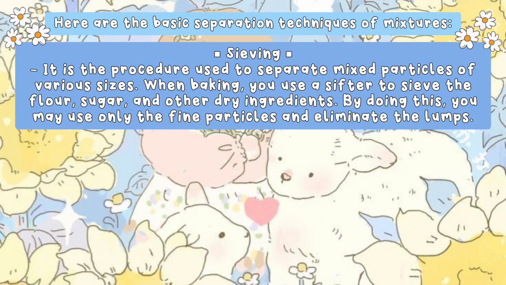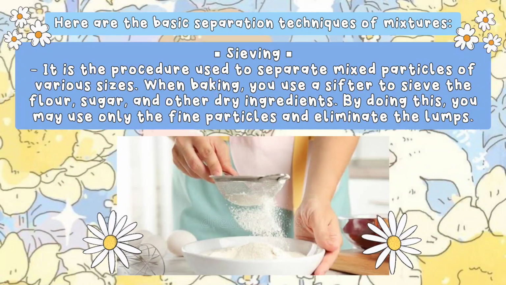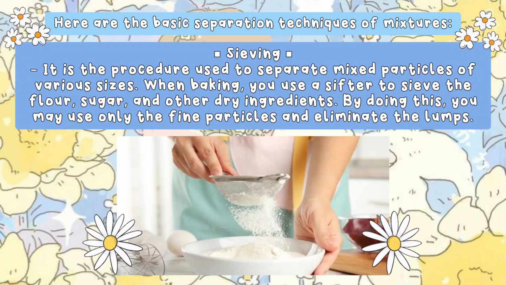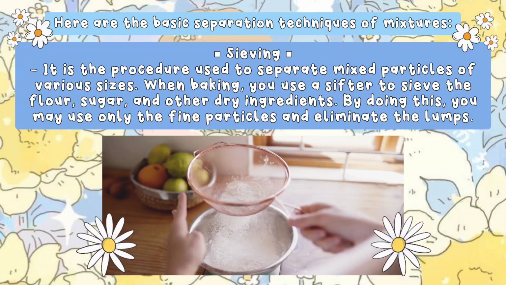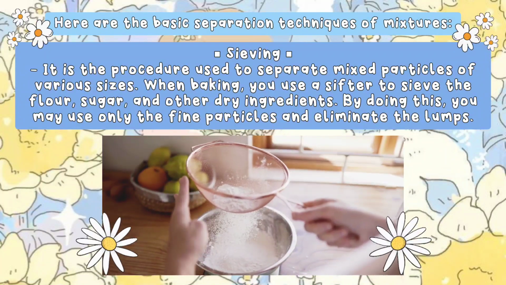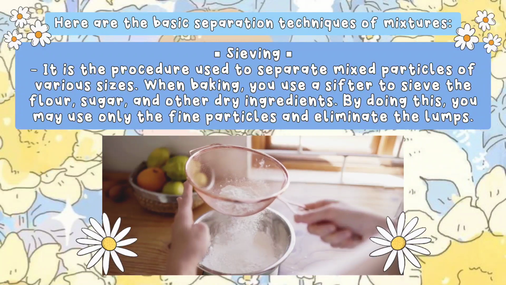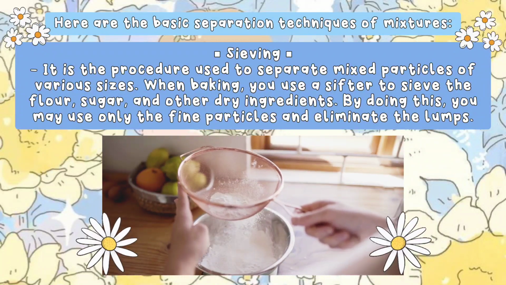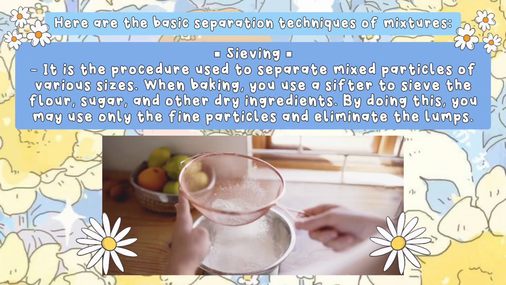Sieving. It is the procedure used to separate mixed particles of various sizes. When baking, you use a sifter to sieve the flour, sugar, and other dry ingredients. By doing this, you may use only the fine particles and eliminate the lumps.